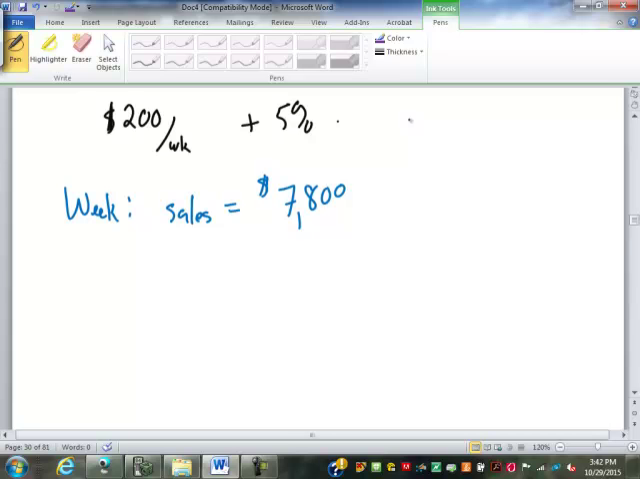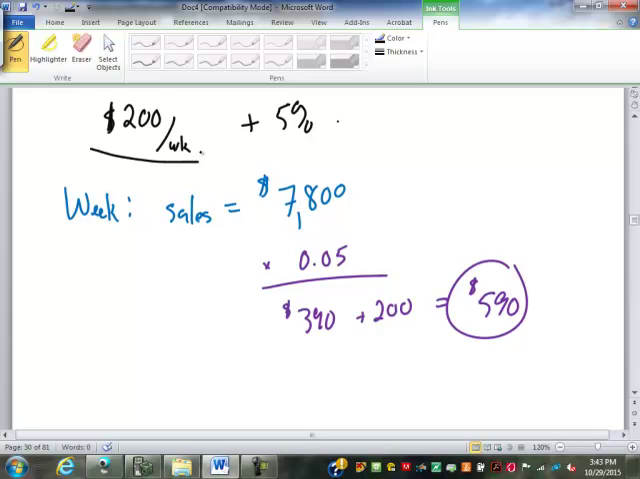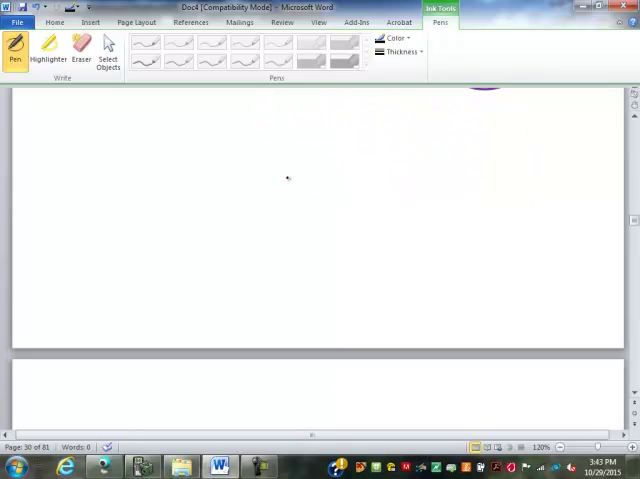I'm going to have you guys try this one. So this one's actually a little bit easier because we don't have to figure out the hourly. That's going to be $200 period. Doesn't matter how many hours we put in. What do we do with the 7,800? 5% or 0.05, which is going to give us $390 plus the $200 per week. So $590 is the pay for the week. Not so bad? Okay.